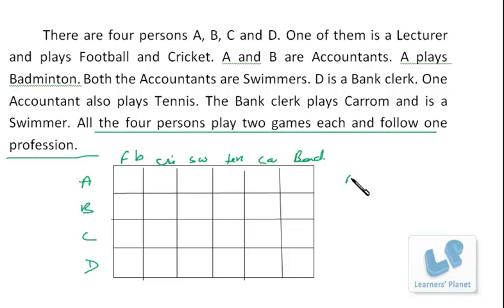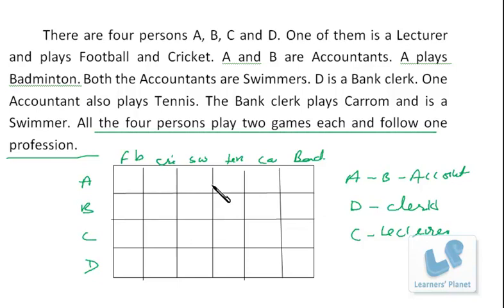Now let's write the profession. A and B are accountants, D is clerk. Now the remaining person is C and he must be lecturer. See, the 4th profession is lecturer. So C is lecturer. Now we got the profession of each and everybody.